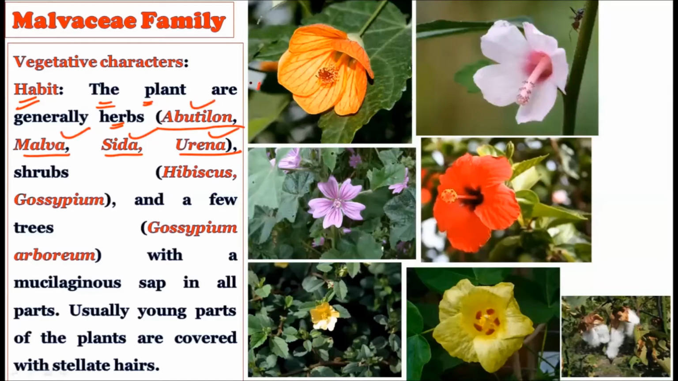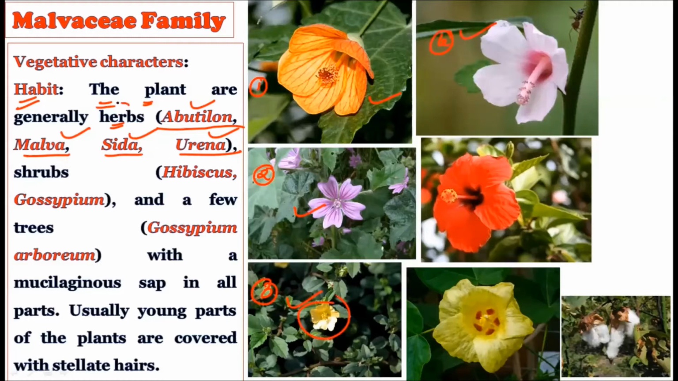As you can see in this first picture, this is the Abutilon flower, and this is the herb. Then in the second picture you can see Malva, and this is also a herb. In the third picture you can see Sida, which is also a herb, and in the fourth picture you will find Urena. This is the Urena plant.